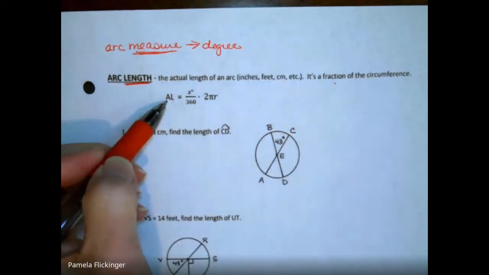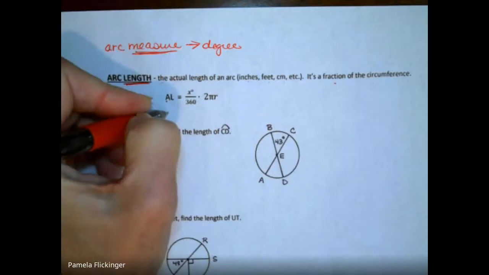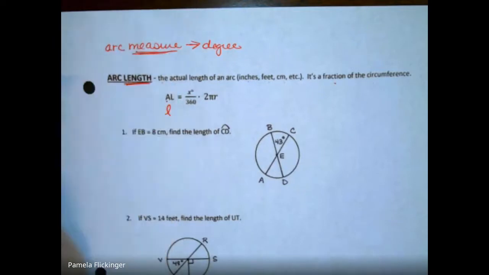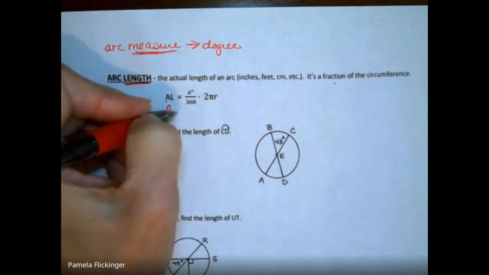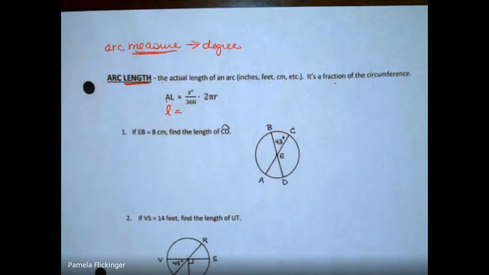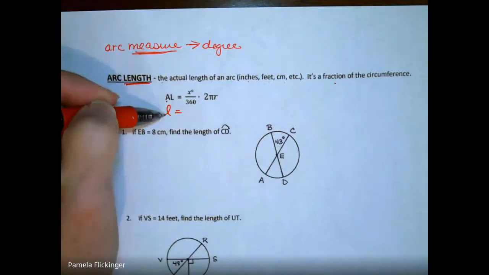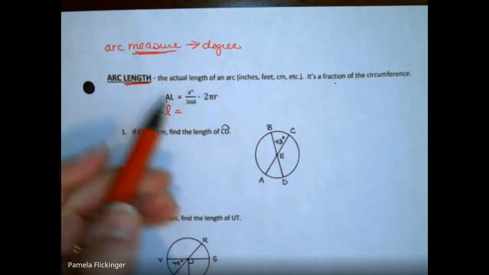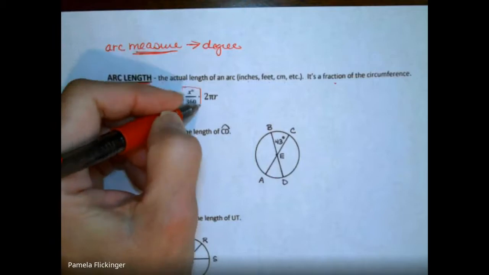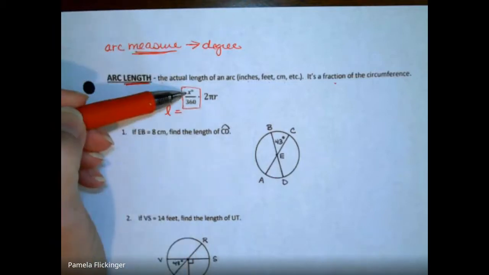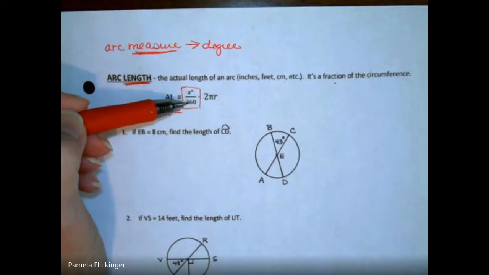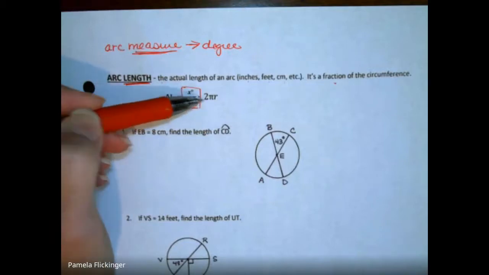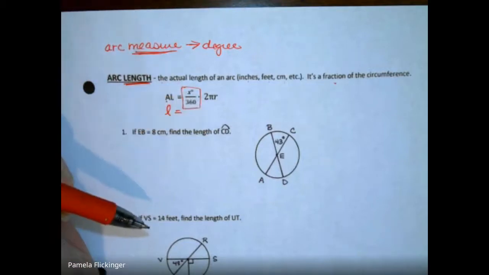So you're going to see this AL. You're also going to see a lowercase cursive l, also used to represent arc length. All right, either one is acceptable. So what we're going to do is take 2 pi r, which is our circumference, and multiply it times this fraction. So whatever the measure of the arc is out of 360, the total, we're going to multiply that times the circumference, and we will get the arc length.